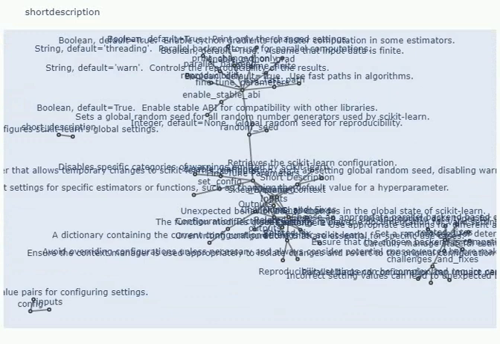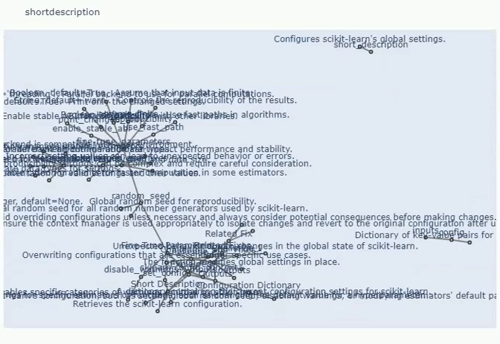Random seed: integer. Default none. Global random seed for reproducibility. This setting allows you to control the randomization within scikit-learn algorithms. Setting a seed ensures that the random numbers generated in different runs will be the same, making your results more reproducible.